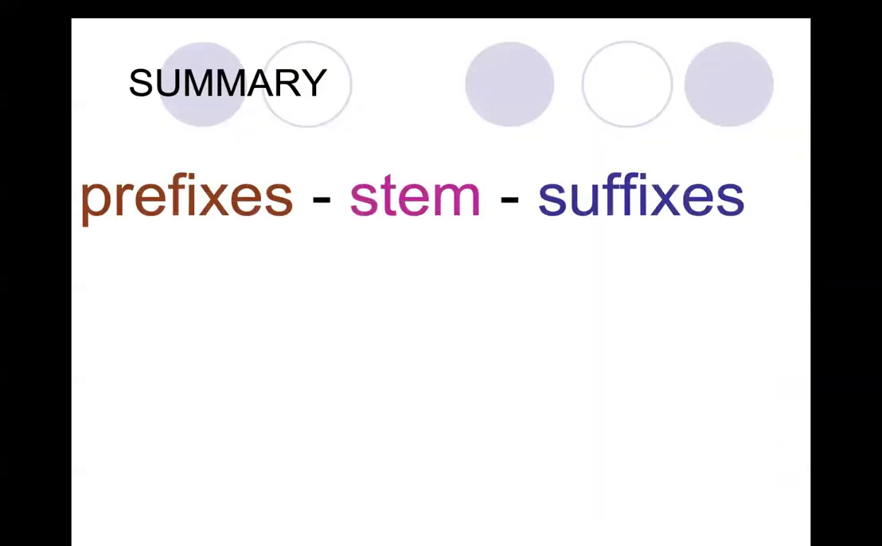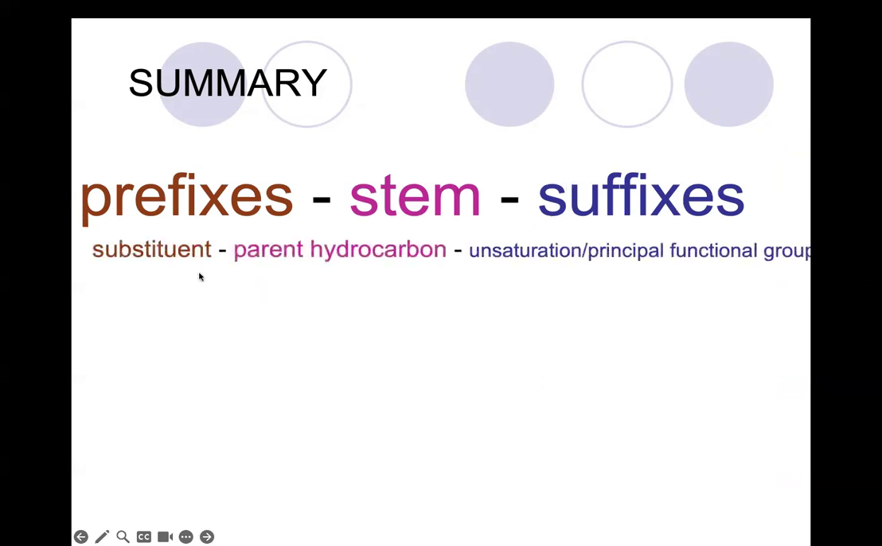So, a short summary, like for the prefix, stem and then suffix. Here we see that the stem and suffix will be the roots. The prefix is about the substituents, that is the alkyl or the halogen groups, while the parent is about how many carbons are inside. And then the suffix tells whether we have the unsaturation or the principal functional groups present.